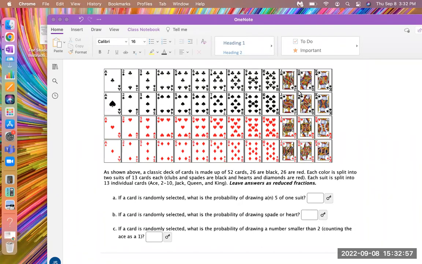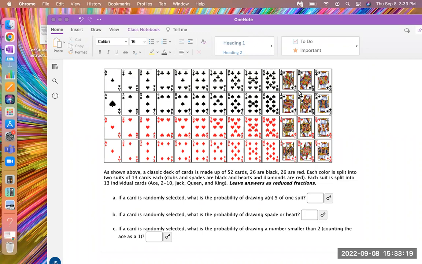Each suit is split into 13 individual cards, going from ace, which is sometimes called the 1, and then 2 through 10, and then jack, queen, and king. You can think of a jack as 11, queen as 12, and king as 13, and sometimes the ace is considered a 14.